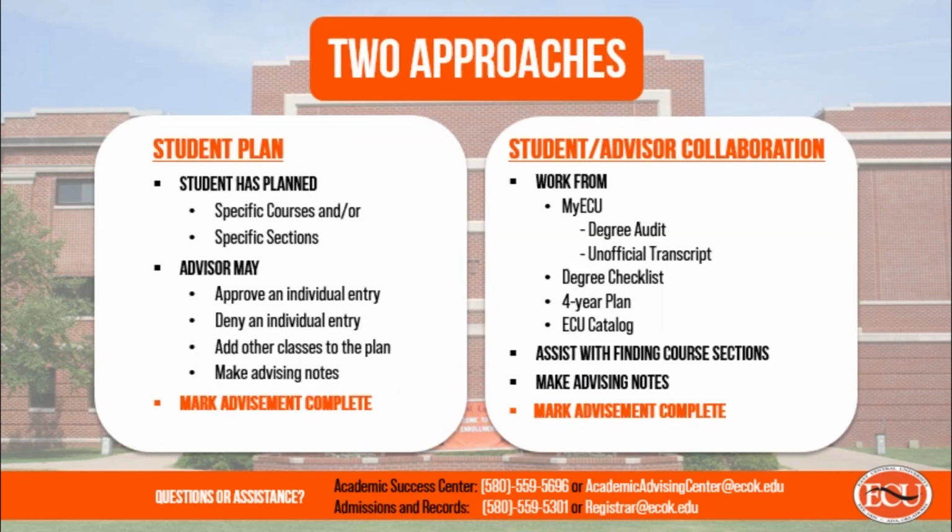There are two different ways you can start your enrollment process. In the first approach, you can add courses and specific sections to your plan and then submit to your advisor for feedback and approval. Your advisor may approve or deny your choices and then may also add other courses to your plan. In the second approach, you and your advisor collaborate together to build your plan. Once your plan has been approved and your advisor marks advisement complete, you will then be able to register.